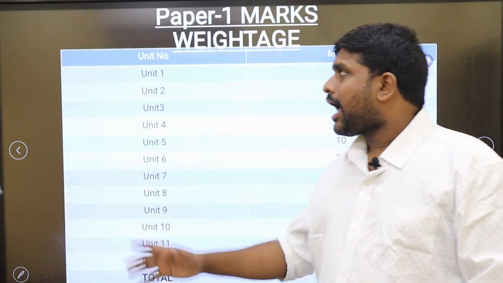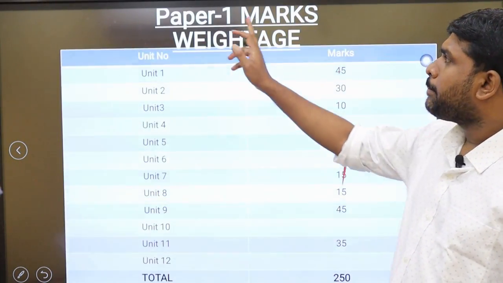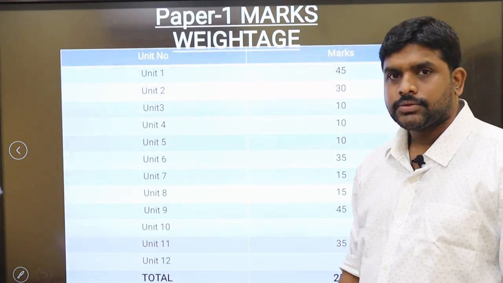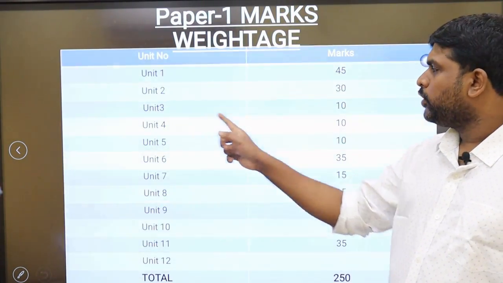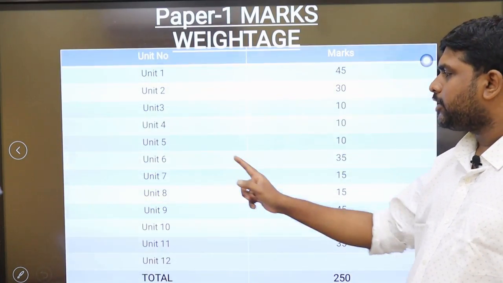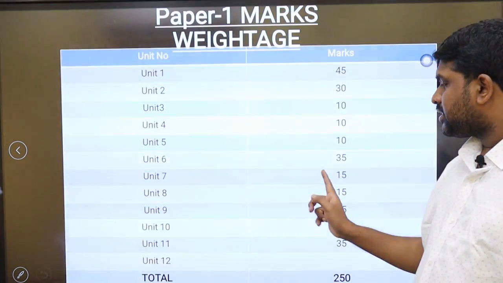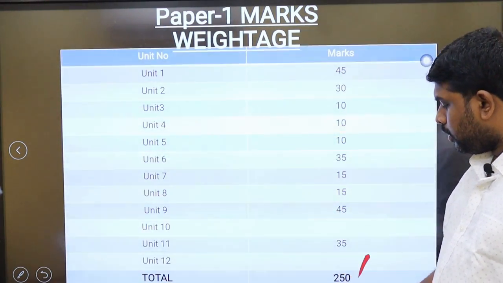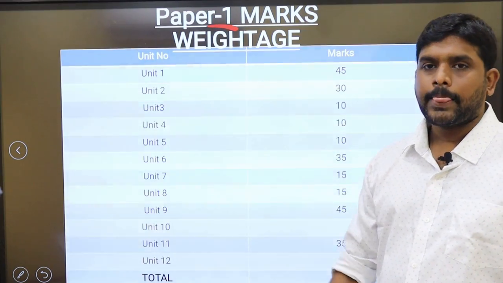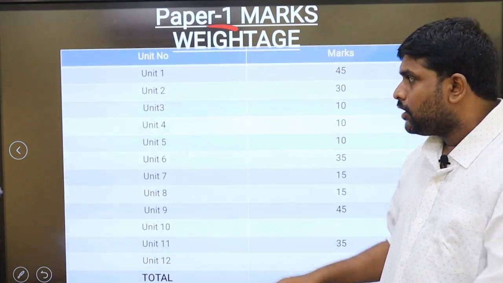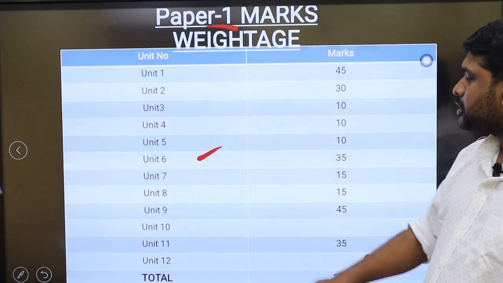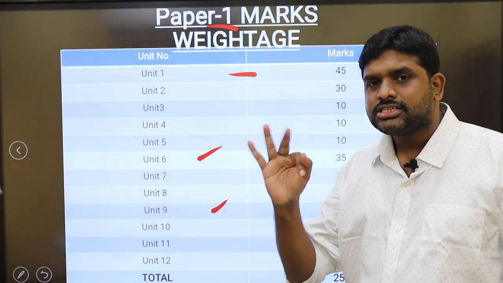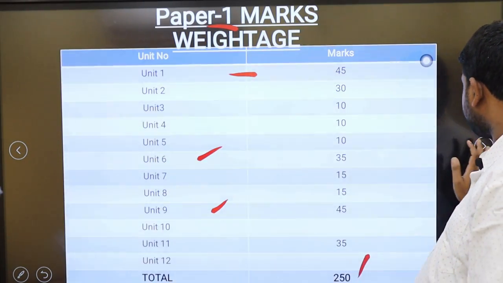With that, I made the total weightage, concentrate here. Paper 1 marks weightage. So unit 1 is 45 marks, unit 2 is 30 marks, unit 3 is 10, unit 4 10, unit 5 10, unit 6 35, unit 7 15, unit 8 15, unit 9 45, 10, 11, 12 together 35, overall 250 marks for paper 1. From the last 1 decade, the most important parts are anthropological thought, unit number 1 and unit number 9. 1, 6, 9 are large and important units.